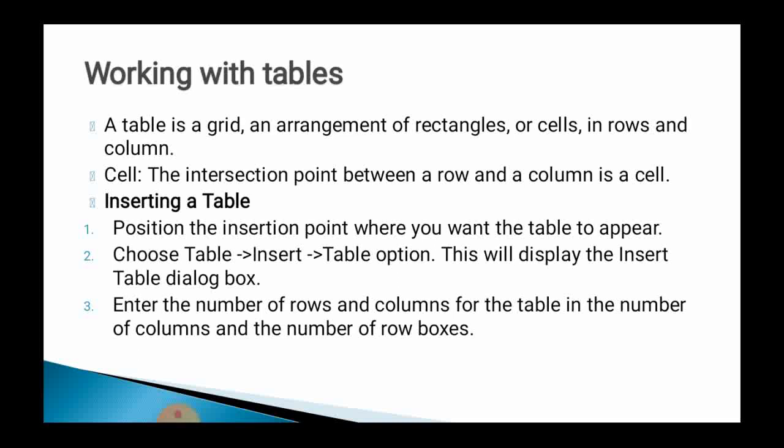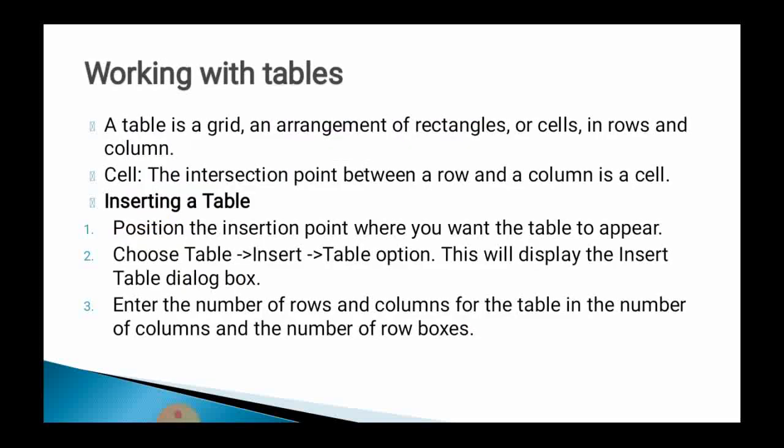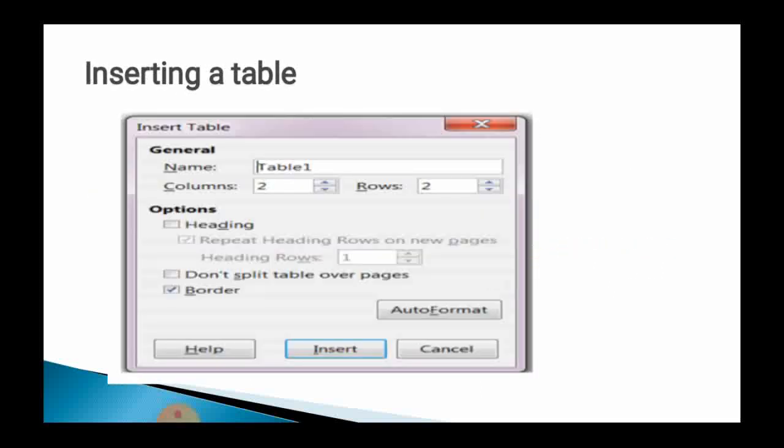In the number of columns and number of rows boxes, you have to select the numbers. So see, this box will be displayed once you select the insert table option. Here the name of the table you have to type. For example, if you are collecting marks for your 10th standard quarterly, then 10th quarterly can be given here. And the next thing is columns.